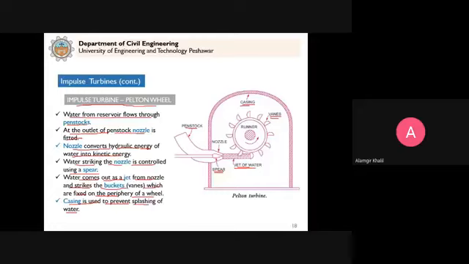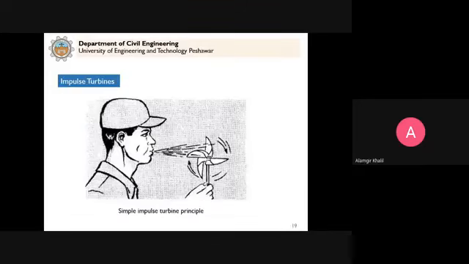Clear? Now that we know what a turbine is, what the different types of turbines are, and how the impulse turbine works, you see this is a very simple impulse turbine principle. We have the vanes or blades, and when you supply the water, it will rotate these vanes or blades. The water comes, rotates this, and at the center it is connected with a shaft. As this wheel rotates, it will rotate the shaft of the generator. And this is how, in a water turbine, the hydraulic energy is converted into mechanical energy.